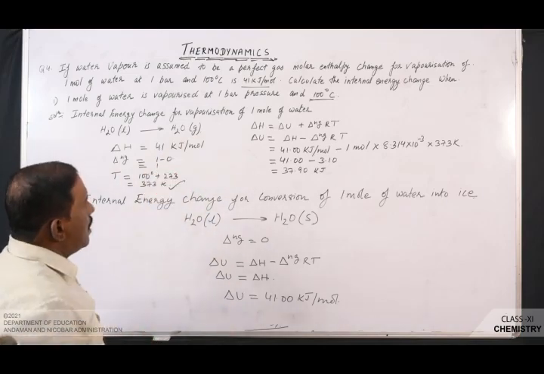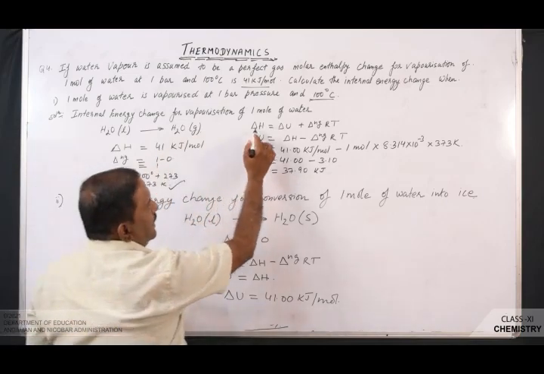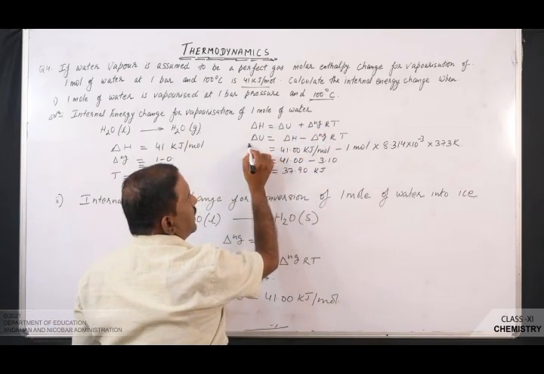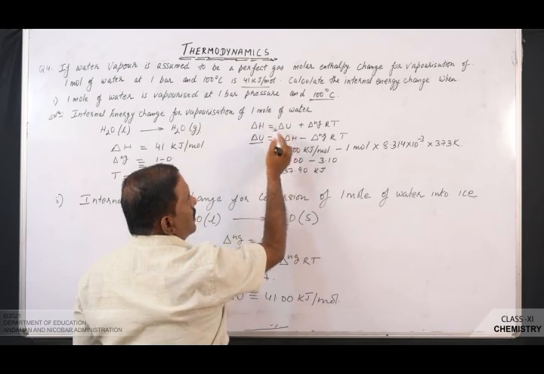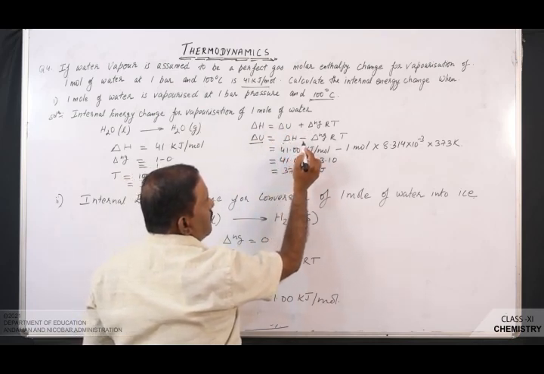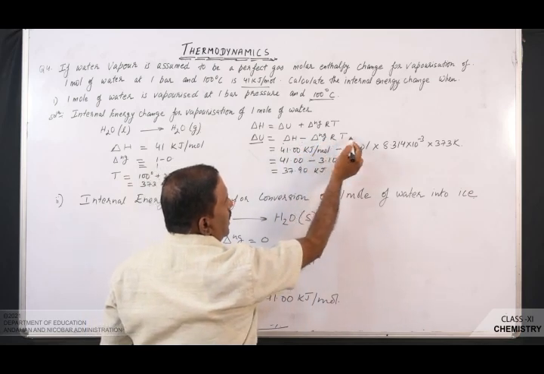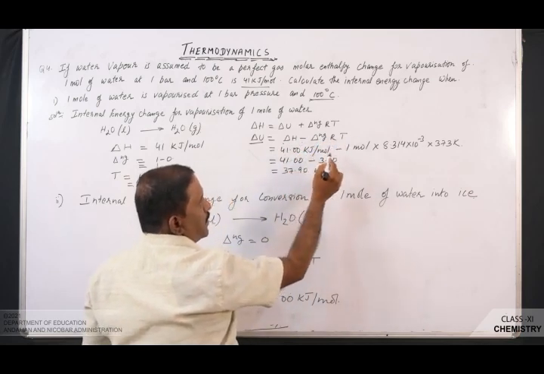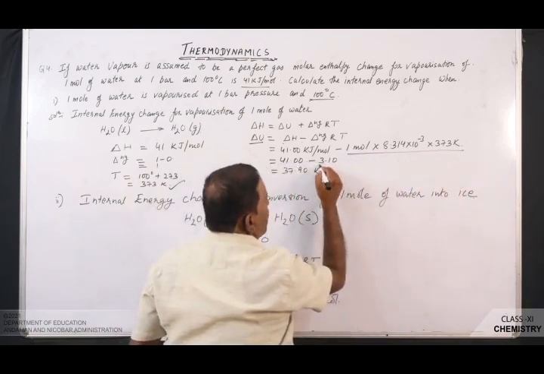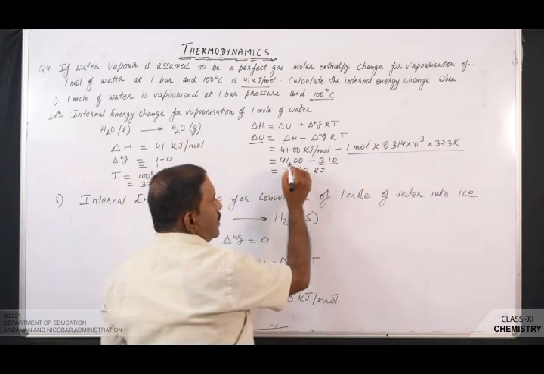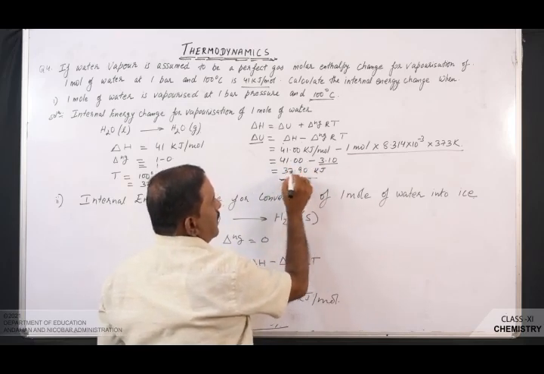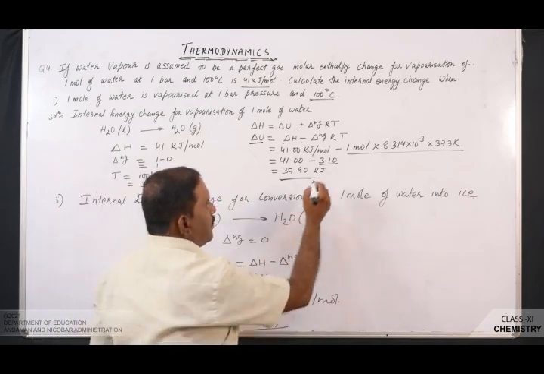Okay, now we know that delta H is equal to delta U plus delta Ng RT. So we have to find delta U. So we will shift to the other side, that is delta H minus delta Ng RT. So 41 kJ per mole minus 1 mole into, when we multiply all this we will get 3.10. Okay, so when you subtract 3.10 from 41 we will get the answer in kJ per mole.